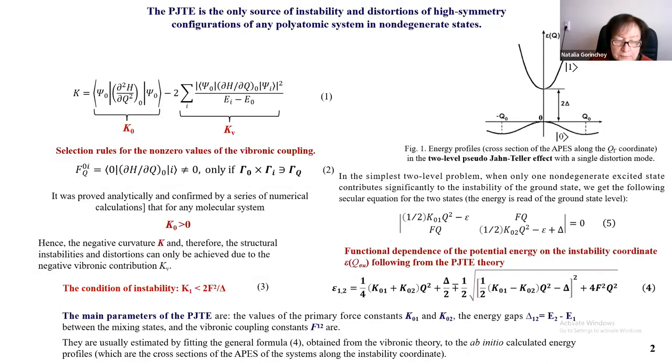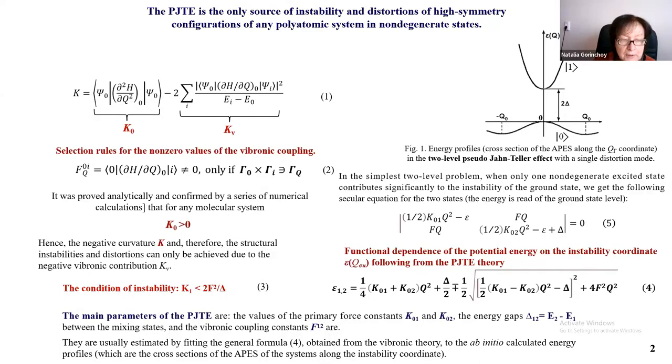They are non-zero if the product of the reducible representations of the wave functions Ψ0 and Ψi contains the reducible representation of the displacement Q. It was proved analytically and confirmed by a series of numerical calculations that for any molecular system, the value of K0 is positive. Hence, the negative curvature K, and therefore the structural instabilities and distortions, can be achieved only due to the negative vibronic coupling component KV.